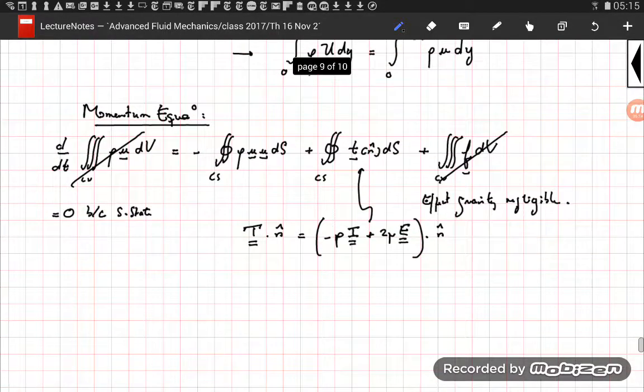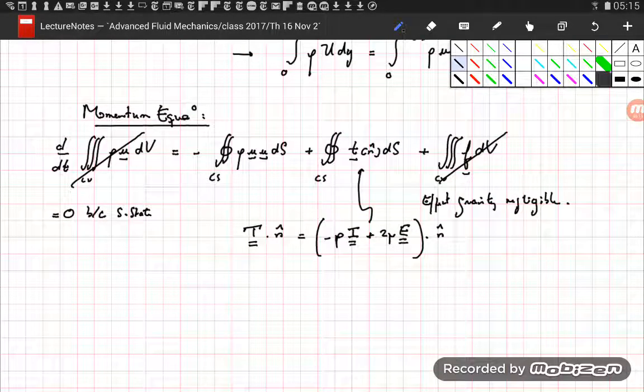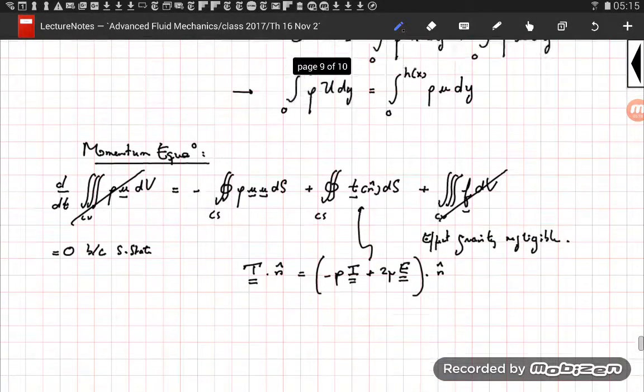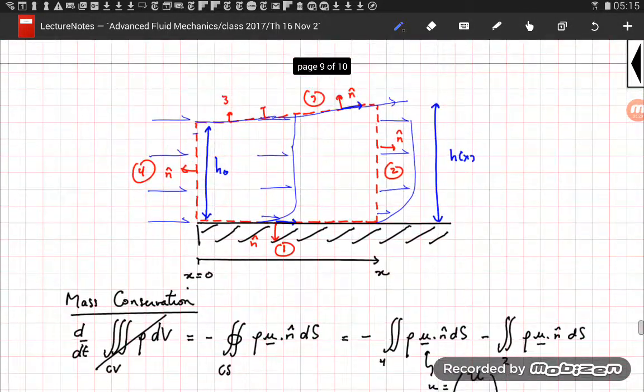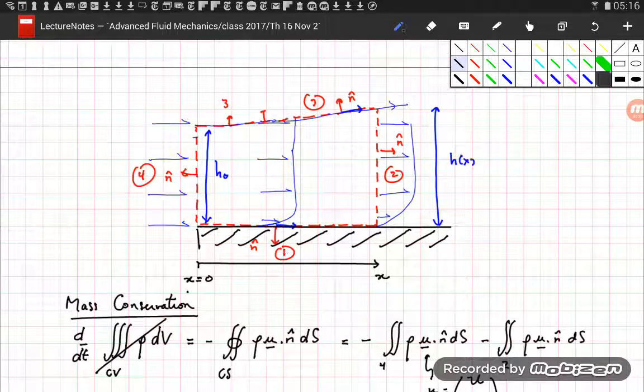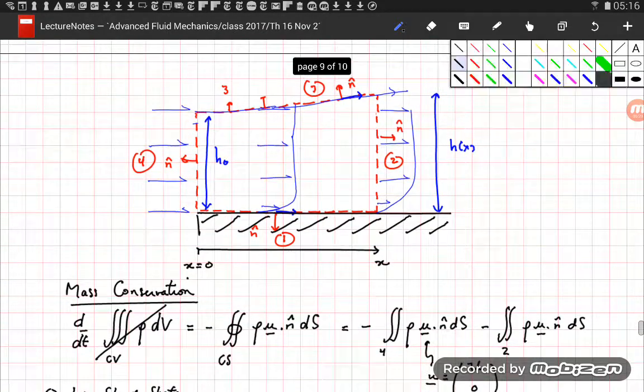So let's start with the flux of momentum. Now, because there is no volumetric flow rate out of 3 and out of 1, we only have to consider the flux of momentum out of 2 and out of 4. But before we do this, when you write the momentum equations, you always have to remember you're not writing a scalar equation, you're writing a vector equation.